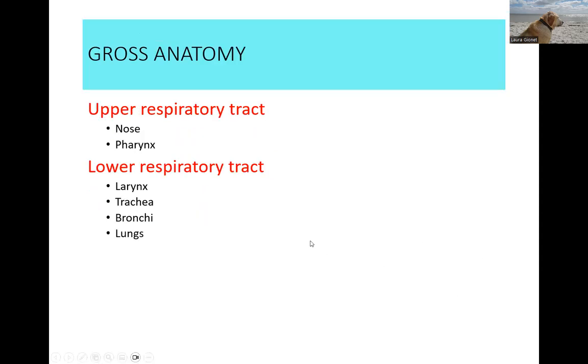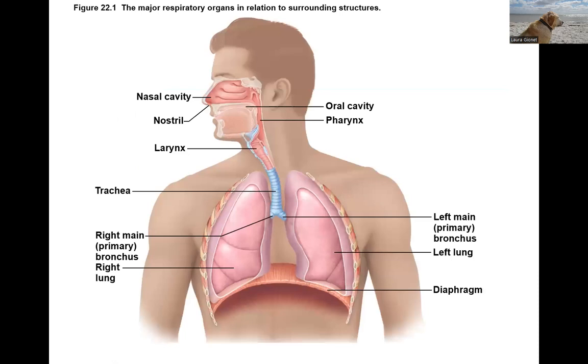All right, so the gross anatomy: we have the upper respiratory tract and the lower respiratory tract. The nose and the pharynx, which is essentially your throat, constitute the upper respiratory tract. And then once you get to the larynx, your Adam's apple, all the way down, that's all part of the lower respiratory tract: the larynx, trachea, bronchi, and lungs.